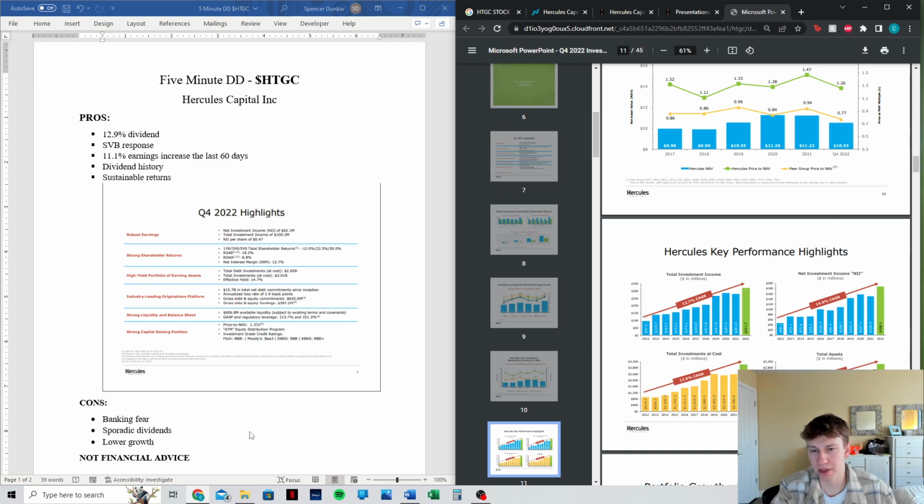And lower growth. We saw that over the last 10, 15 years, the dividend growth hasn't been phenomenal, including a dividend cut. So I wouldn't like to see another cut, that's for sure. It doesn't look like they're heading that way with how they're increasing their earnings. That being said, you never know with these companies. So always do your own research. This is not financial advice.